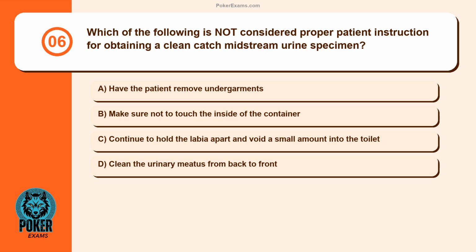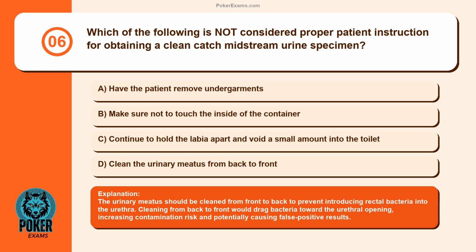Question 6. Which of the following is not considered proper patient instruction for obtaining a clean catch midstream urine specimen? Have the patient remove undergarments. Make sure not to touch the inside of the container. Continue to hold the labia apart and void a small amount into the toilet. Clean the urinary meatus from back to front. The urinary meatus should be cleaned from front to back to prevent introducing rectal bacteria into the urethra. Cleaning from back to front would drag bacteria toward the urethral opening, increasing contamination risk and potentially causing false positive results.